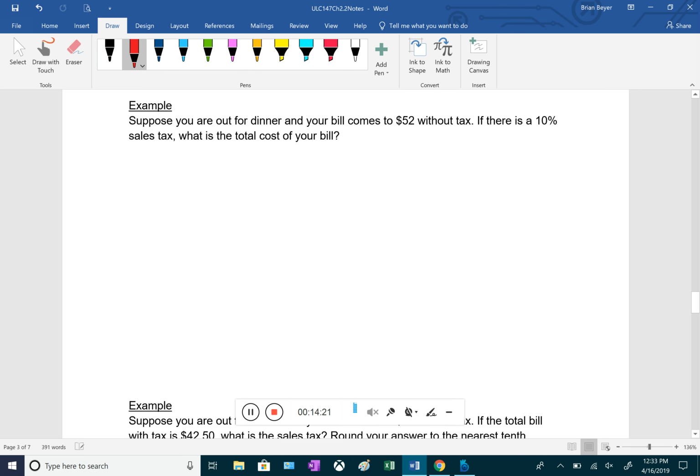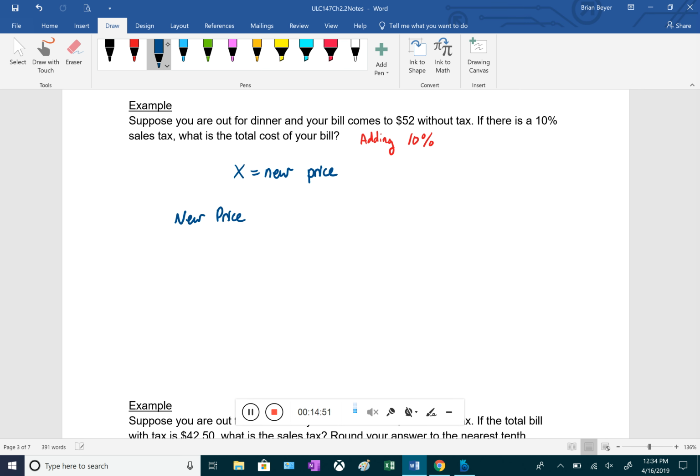Okay, so all we have to recognize what we're doing here is that we are adding 10%. So if we're adding 10%, that means we're going to be adding a percentage here, obviously. So we're looking for the new price. So I'm going to let x equal the new price that we're looking for, the total price. So the formula that we're going to have set up is going to be the new price.